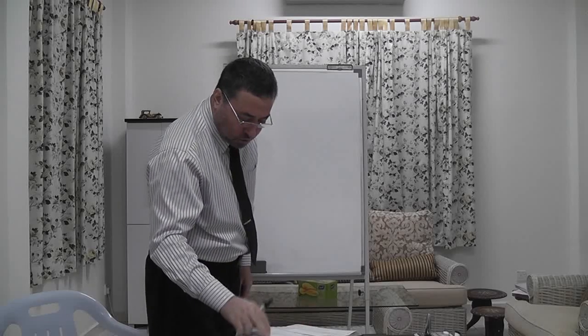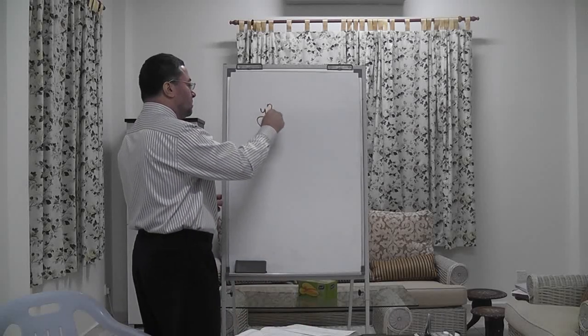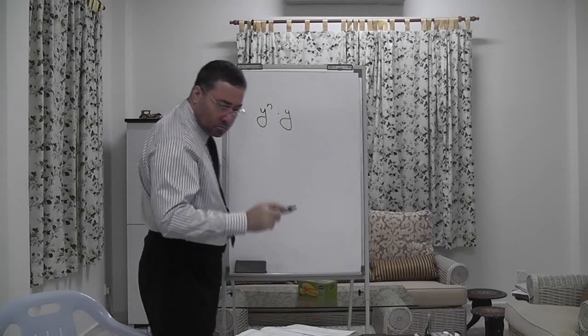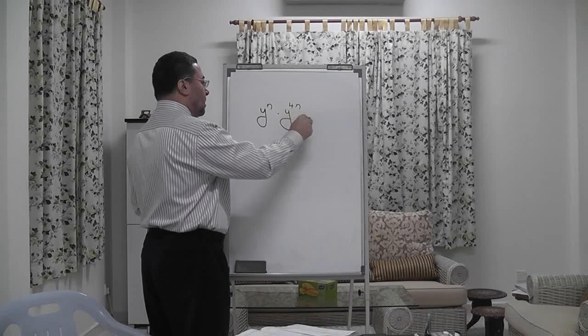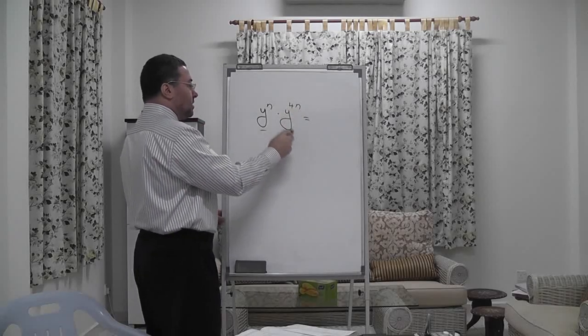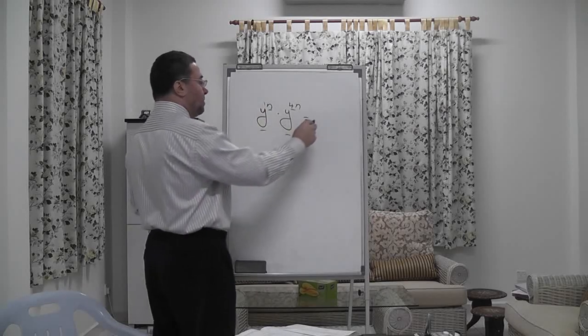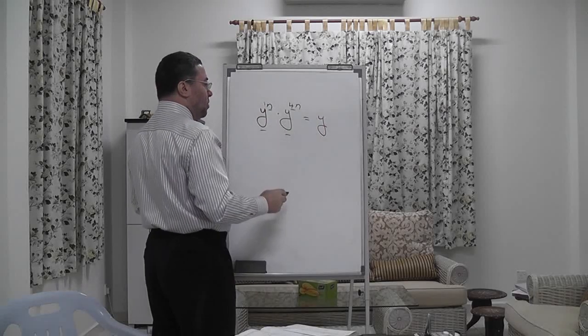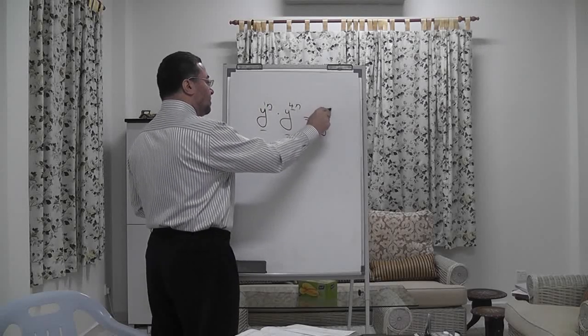Number 32. Again, the same base, and we have powers here. This is 1n, so we add the powers, and that will be y, the same base, 1n plus 4n, that's 5n.